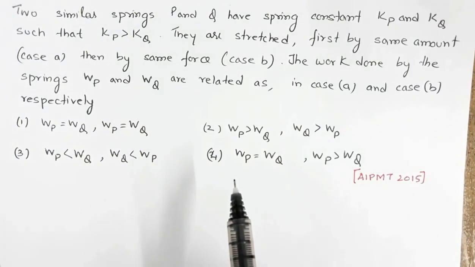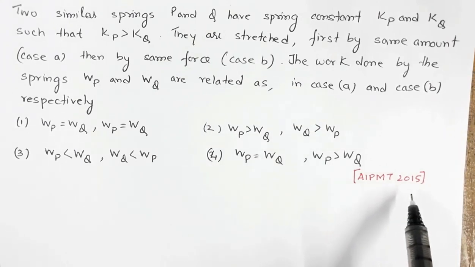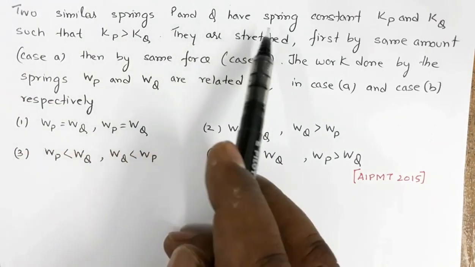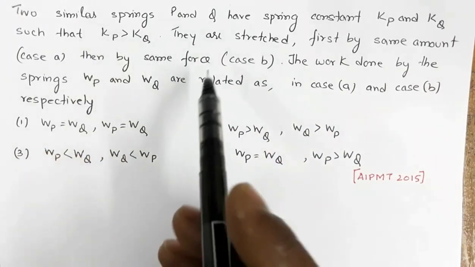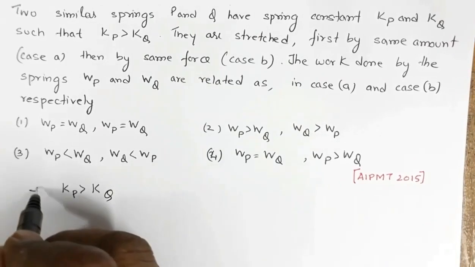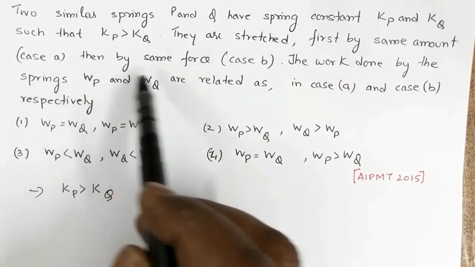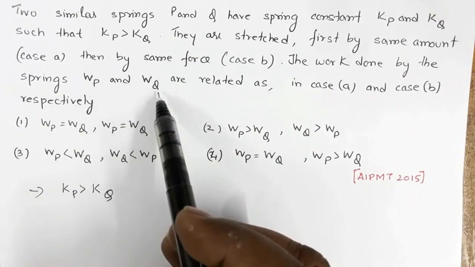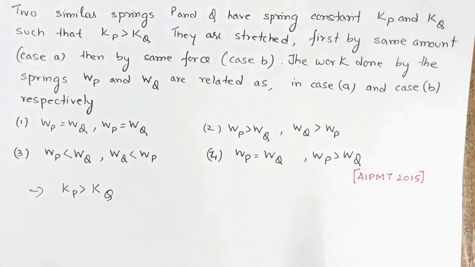So this is another spring based question in the year AIPMT 2015. Two similar springs P and Q have spring constant Kp and Kq such that Kp is greater than Kq. Okay, so first information is Kp is greater than Kq. They are stretched first by the same amount, case A, and then by the same force, case B. The work done by the springs Wp and Wq are related as in case A and case B respectively. These are the given options.